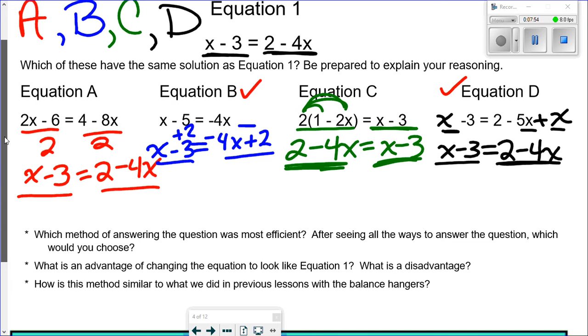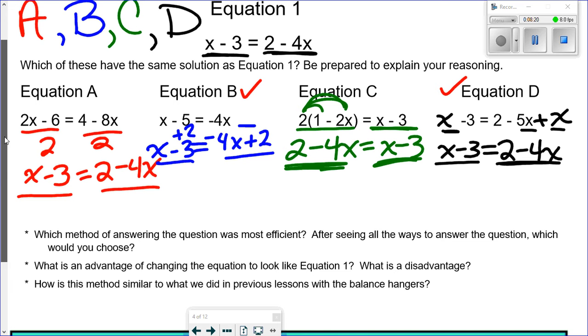What is an advantage of the equation looking like equation 1? What is a disadvantage? So when we look at these 4 examples, we can see multiple starting points. Some of them may be quicker than others, or some of us might feel comfortable with one more than the other. And that is okay, and that's the reason why there are multiple ways to start out solving equations.